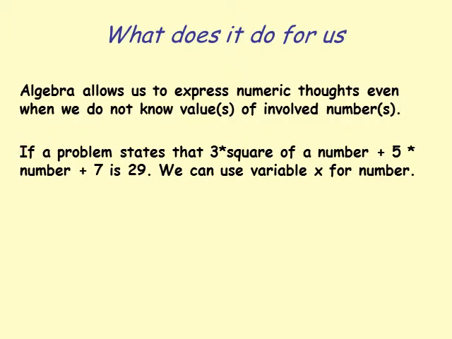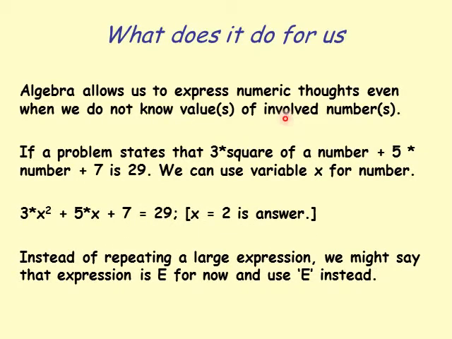If the problem states that 3 times the square of a number plus 5 times the number plus 7 is 29, we can use a variable x for the number. That tells me 3 times the square of x plus 5 times x, where x is the number we don't know the value of, plus 7 is 29. And the answer for that is x is 2, which is one of the answers.